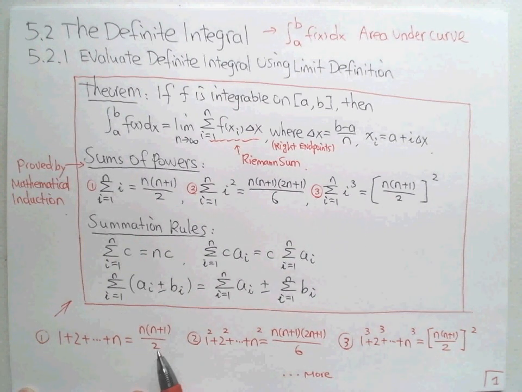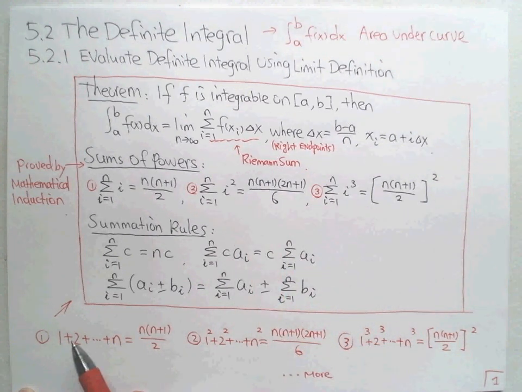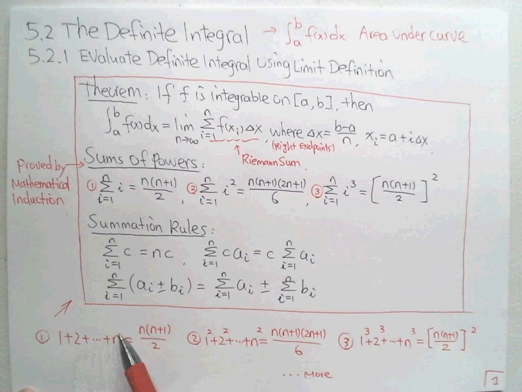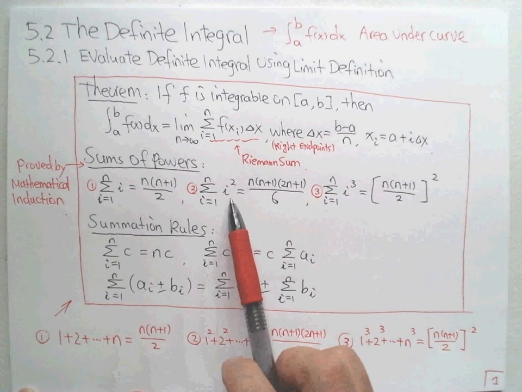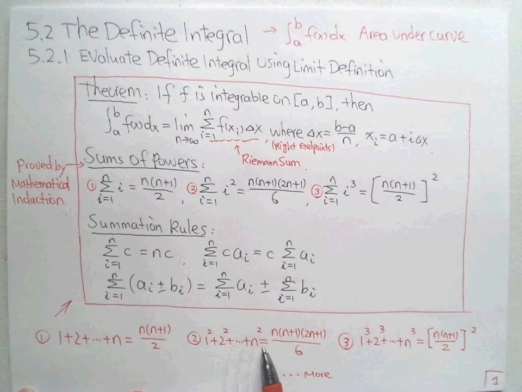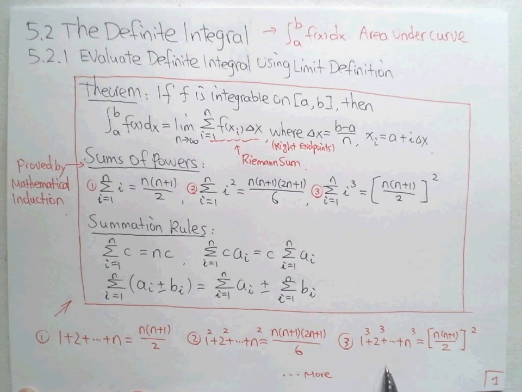The second, this is power 1, right? 1 raised to the power 1, 2 raised to the power 1, up to n raised to the power 1. The second is power 2, and we have a result. The third one is power 3. There are more, so we have power 4, power 5. If you go to Google, you can find all the results. Very beautiful, very useful for you.